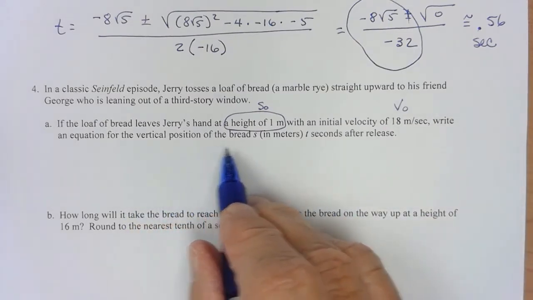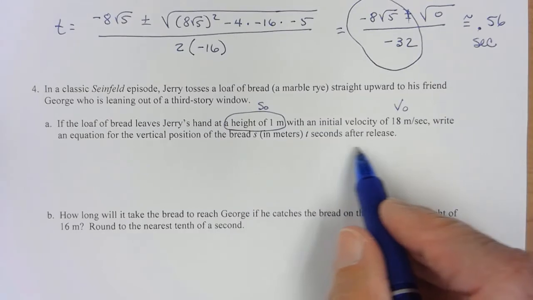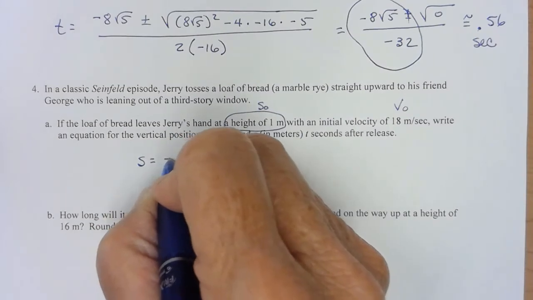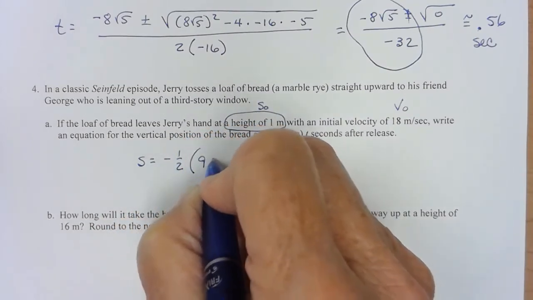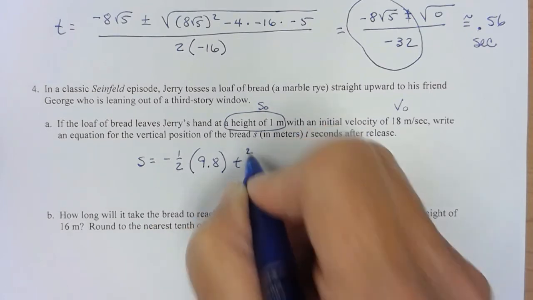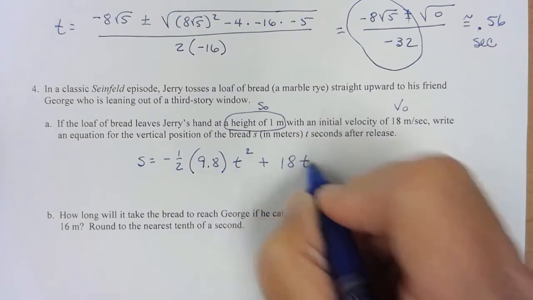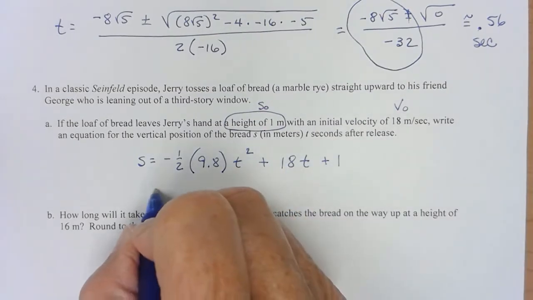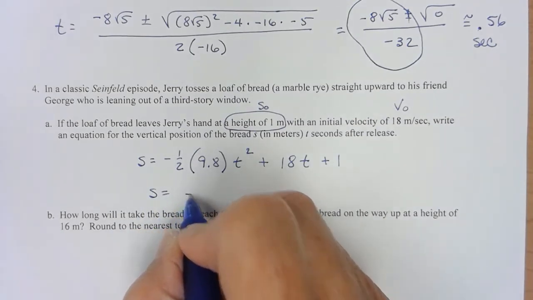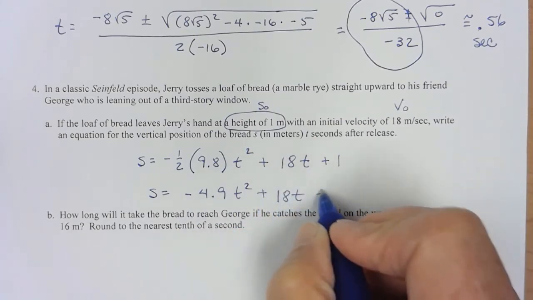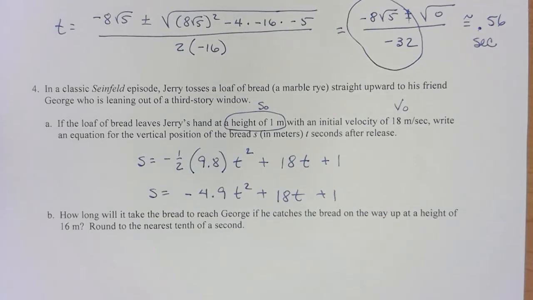Write an equation for the vertical position of the bread, s in meters, t seconds after release. So s is equal to a negative 1/2 times 9.8 t squared plus 18t plus 1. So I'll clean it up a little bit. That would be a negative 4.9 t squared plus 18t plus 1. So there is my equation for the vertical position of that marble rye bread.